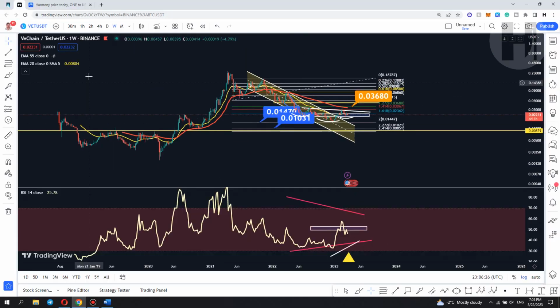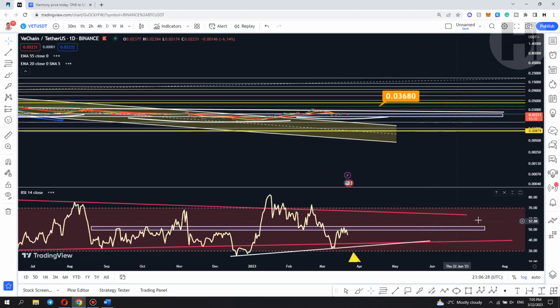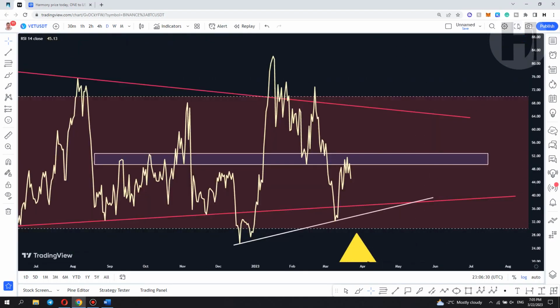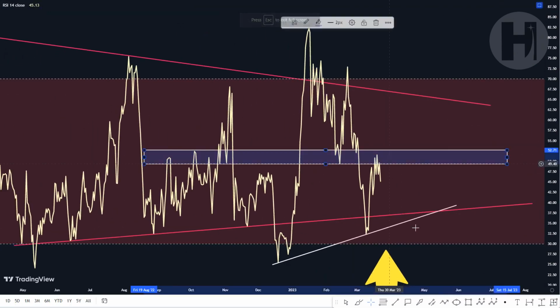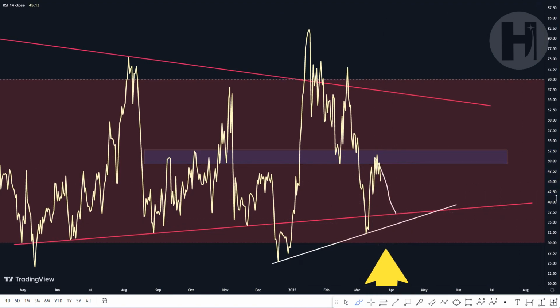I do want to switch over to the daily real quick just to take a look at the RSI and see what's going on there. So as you can see, we ran into the resistance block here that was set up between 52.7 down to 49.3 on the RSI. So this was a nice resistance level for you to swing trade with. So you had that retest there, and now we're coming back down. The pink trend line hopefully is going to hold us up as support.